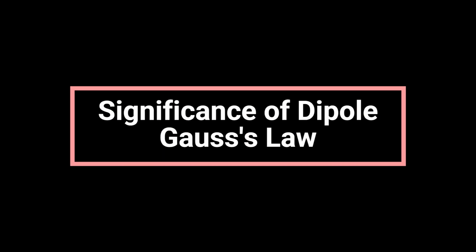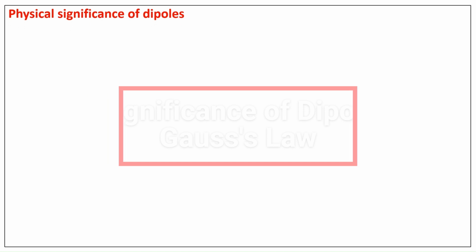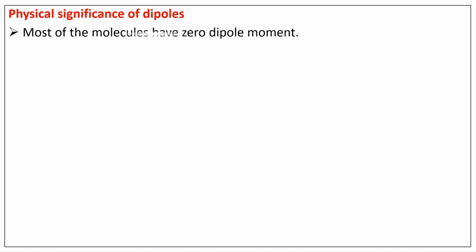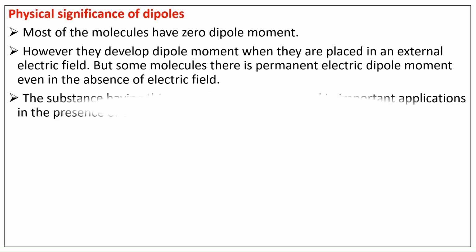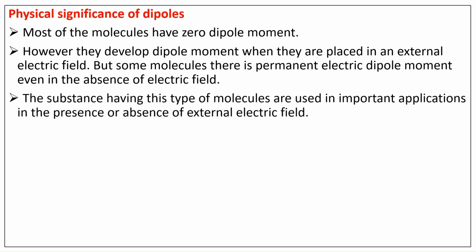Next, physical significance of dipoles. 1. Most of the molecules have zero dipole moment. 2. However, they develop dipole moment when they are placed in an external electric field. But some molecules have permanent electric dipole moment even in the absence of electric field. 3. The substances having this type of molecules are used in important applications in the presence or absence of external electric field.